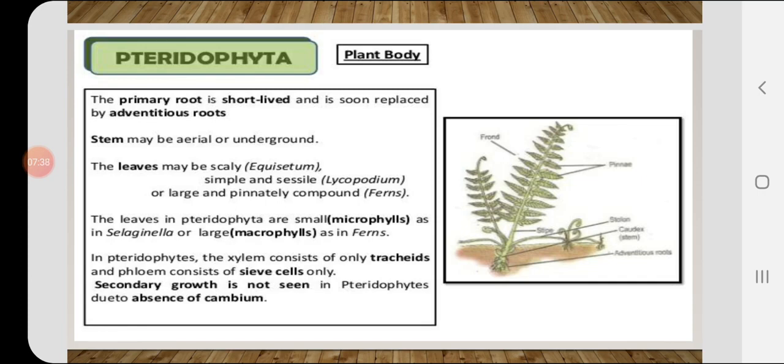In pteridophytes, the xylem consists of only tracheids and the phloem consists of sieve cells. As I have told you, this is the first vascular plant, which means they show xylem and phloem. But among that, xylem shows only tracheids and phloem shows only sieve cells. Secondary growth is not seen in pteridophytes due to the absence of cambium. We cannot see any secondary growth because cambium is not present.